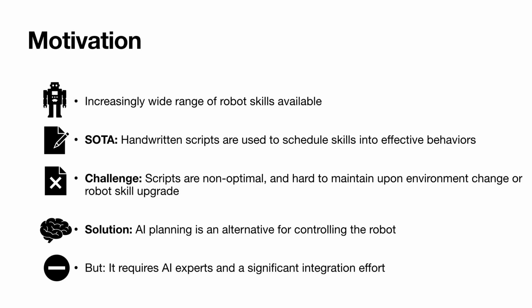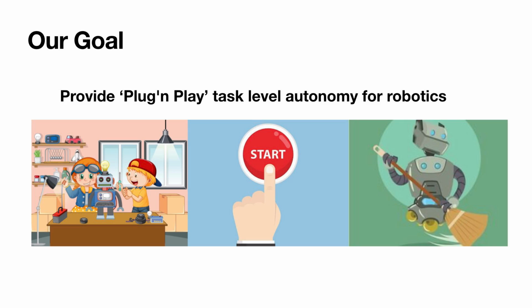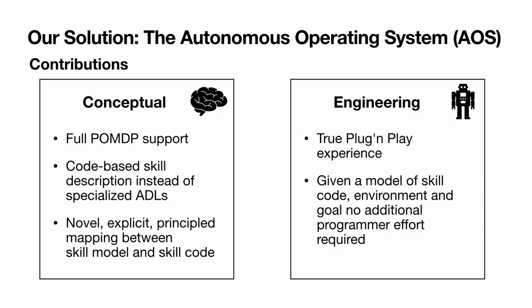A solution can be AI planning as an alternative for controlling the robot. However, it requires AI experts and significant integration effort. Our goal is therefore to provide plug-and-play task-level autonomy for robotics. And our solution is the Autonomous Operating System, the AOS.